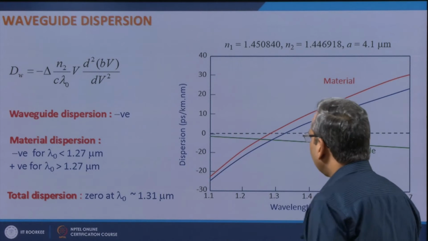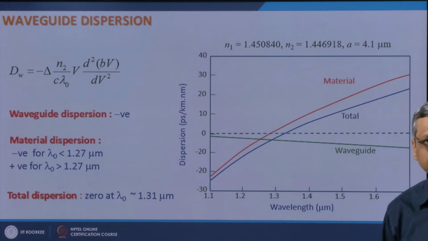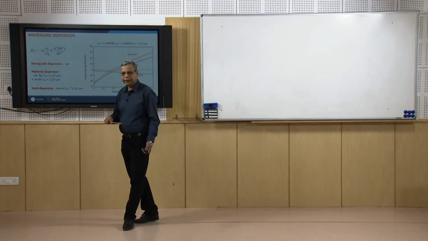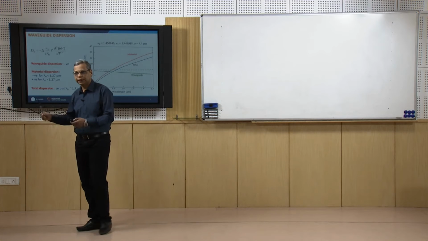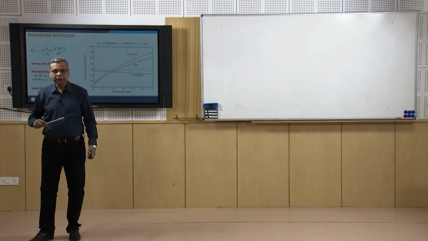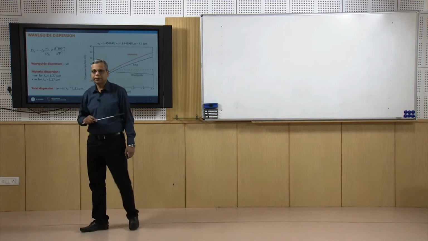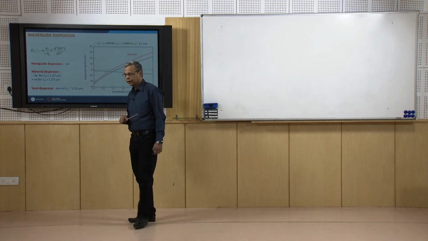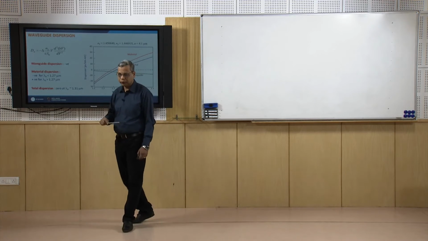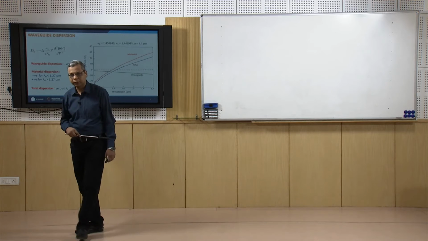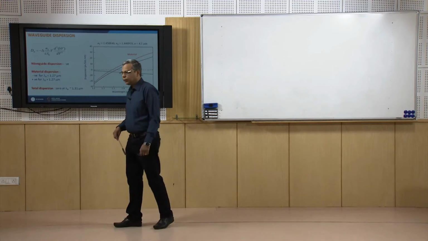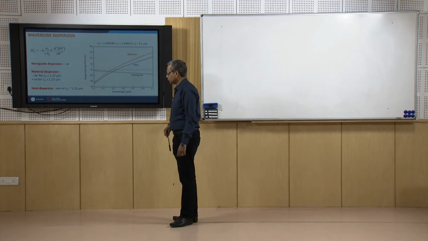What is the meaning of negative and positive dispersion? Let us understand that. Does it mean that negative dispersion compresses the pulses and positive dispersion broadens the pulses? No, both the dispersions will broaden the pulses. If the input pulse is unchirped, then both the dispersions, negative dispersion and positive dispersion, will broaden the pulses. Let us understand the meaning of negative and positive dispersion.